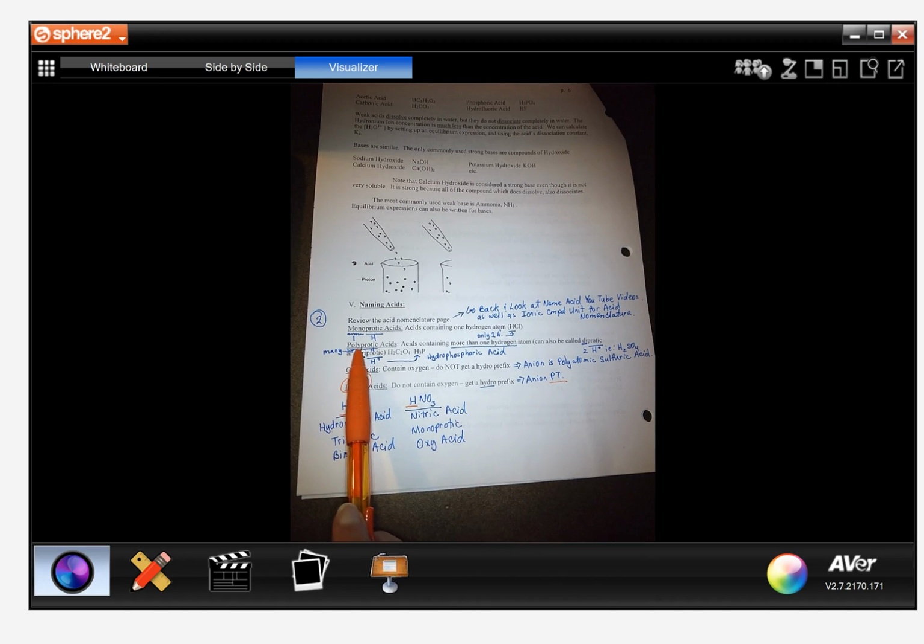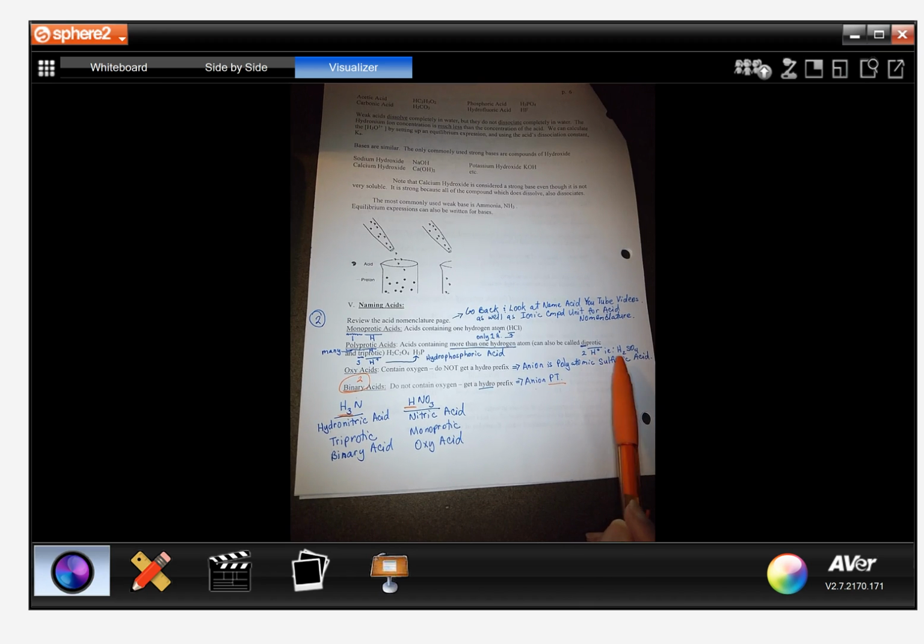Then there's something called polyprotic acid. Poly means many. Protic means hydrogen. So this is having many hydrogens attached to the anion. One of these, polyprotic, is called a diprotic. Di means two, so these are two hydrogens. A good example of this is sulfuric acid. Sulfuric acid, it is H2SO4. This 2 represents that there are two hydrogen ions present in this formula.